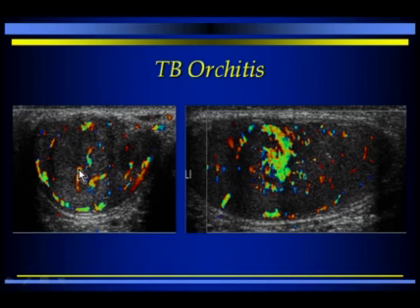Here's a nice case of TB orchitis, short axis and long axis views of the testis. Notice the increased flow in this testis, the increased flow around the testis. Here's increased flow again in the sagittal view. But this is really indistinguishable from any other orchitis. We happen to know this patient had TB orchitis.